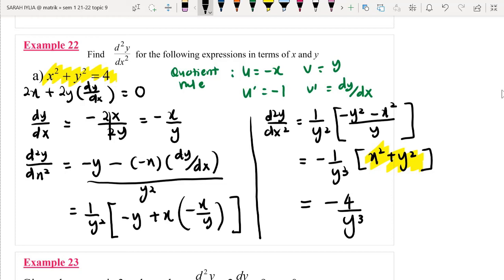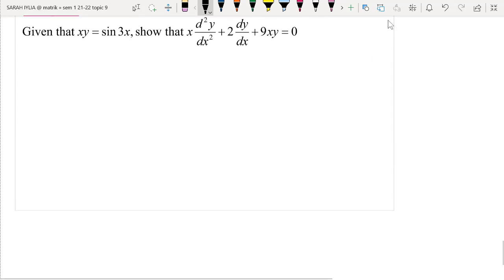Dia punyalah simplenya jawapan tu. Dalam kerja je tak berapa nak simple. So hati-hati. Okay. Kita cuba lagi sekali untuk soalan terakhir. Given that xy equal to sin 3x, show that the equation. Okay. When it comes to show, kita ikut je lah apa dia nak.